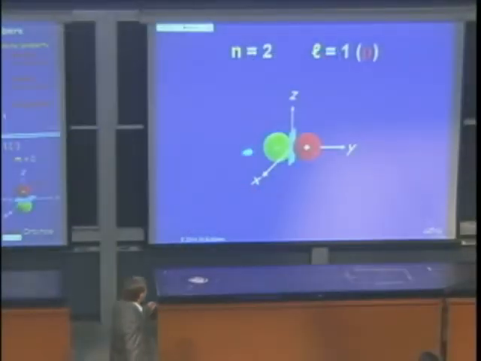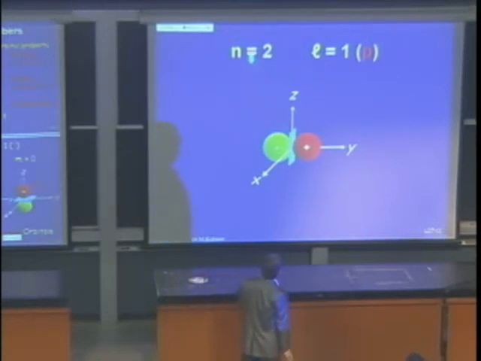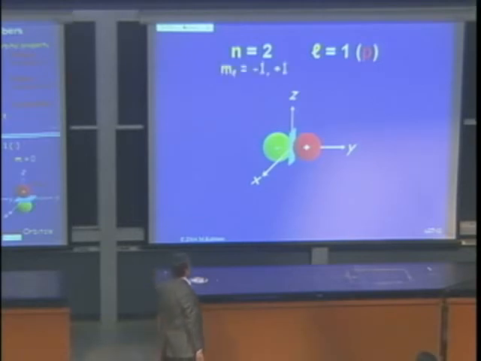This here, that's a p orbital. We call this a p orbital if n equals 2 and L equals 1. So p orbitals look like this. So this is minus 1 and plus 1.